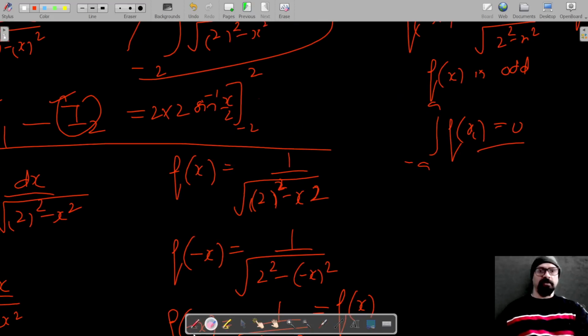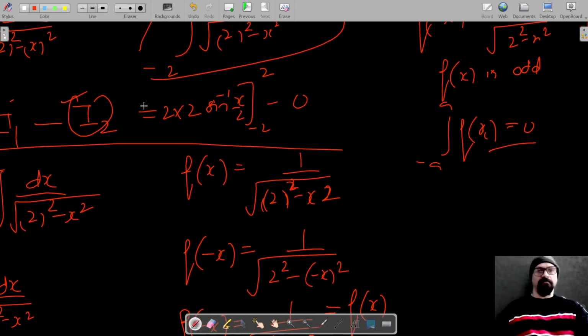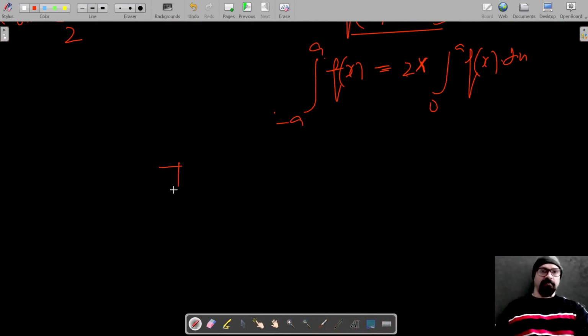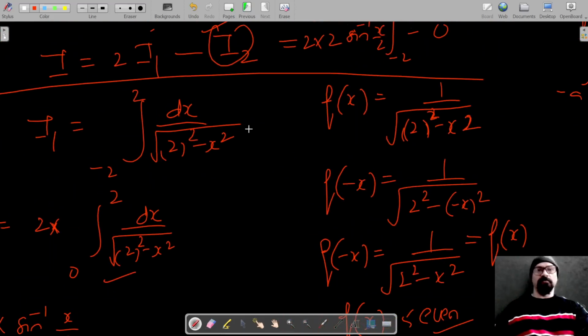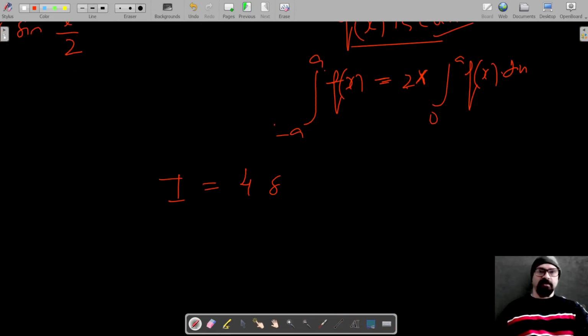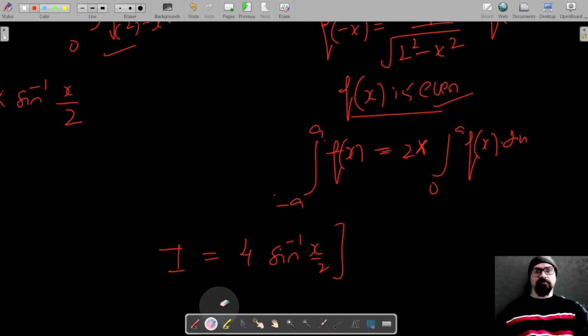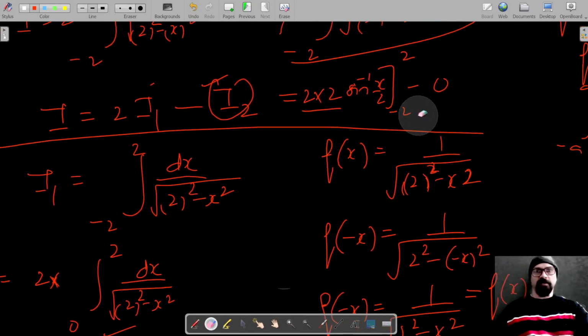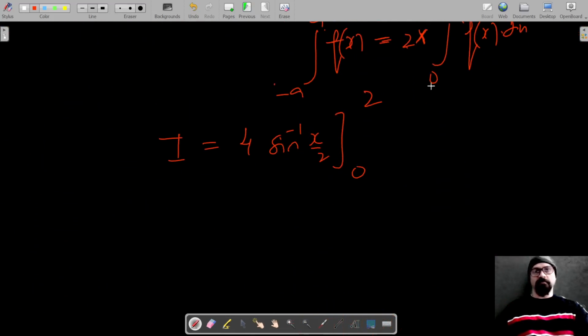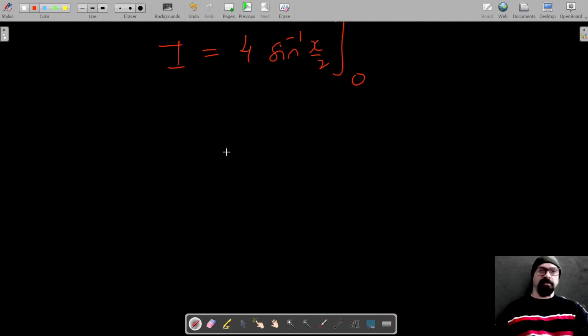So we are only left with our integral, 2 into 2 is 4. So this is 4 sine inverse x by 2. And now the limits are not negative a to a; these are actually now 0 to 2. We have used the property here.